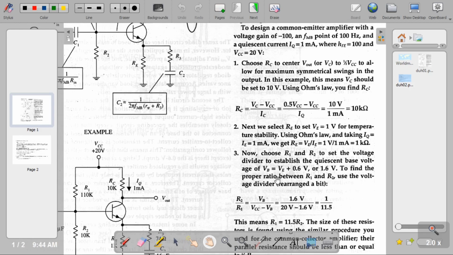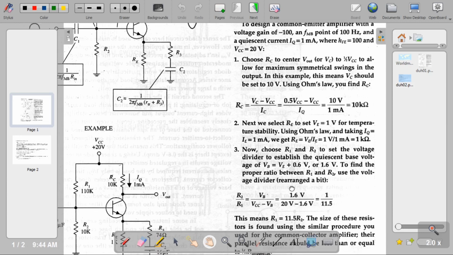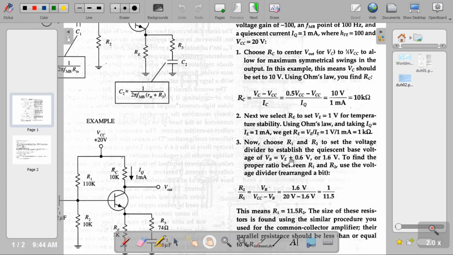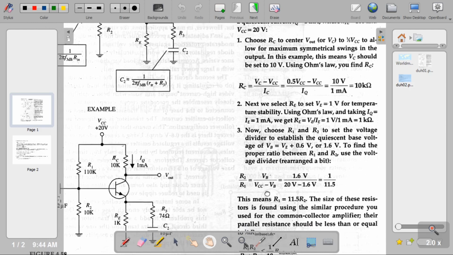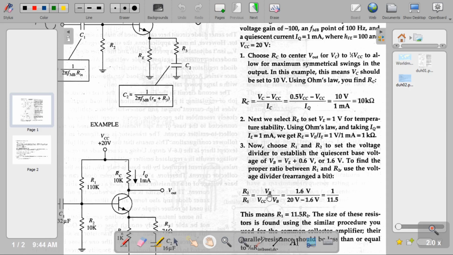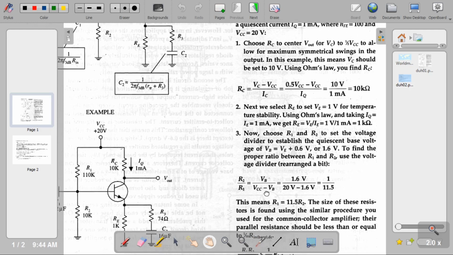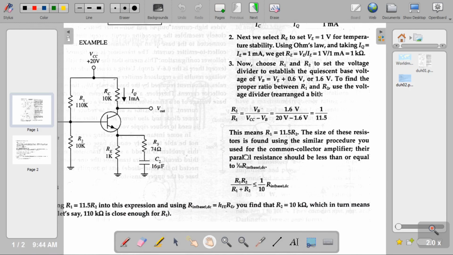To find the proper ratio between R1 and R2, you just use the voltage divider. You just do Kirchhoff's voltage law and you're all set. It's very easy to get. So you know the ratio R2 over R1. The problem is that now you have one equation to determine R1 and R2, but you are missing another equation. So let's see what he says. This means that R1 equals 11.5 times R2. So now he needs another equation.